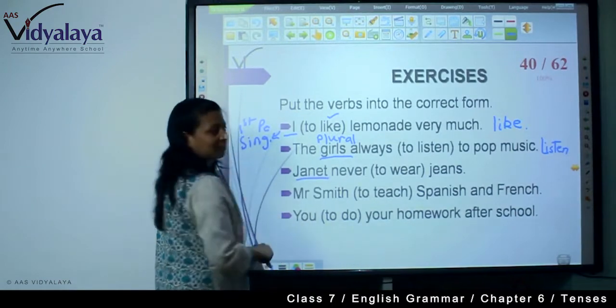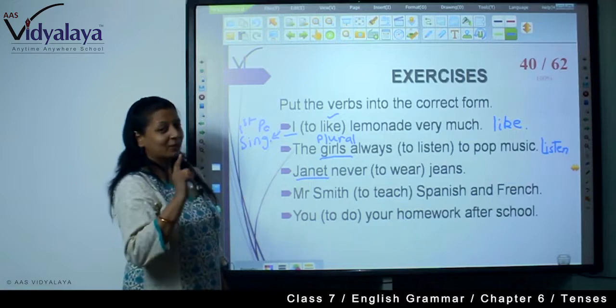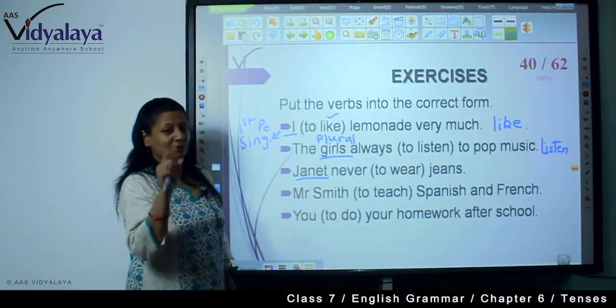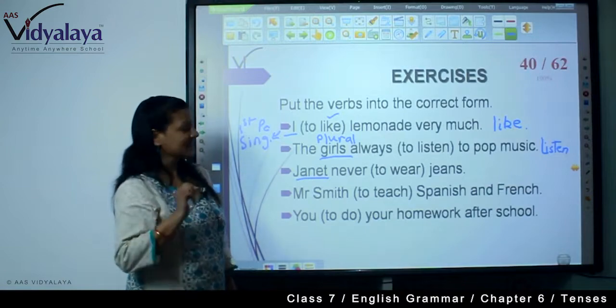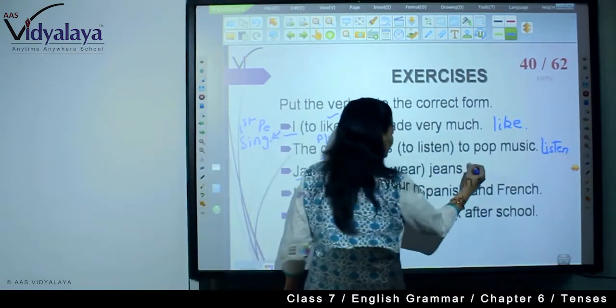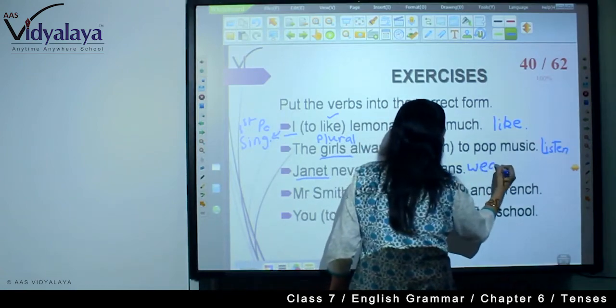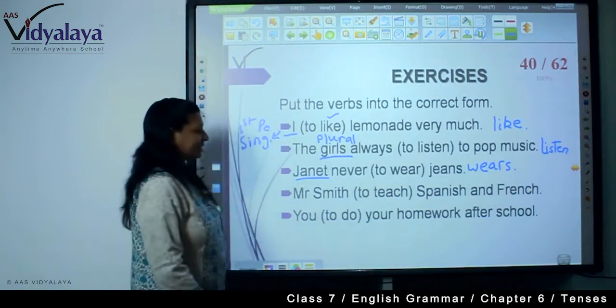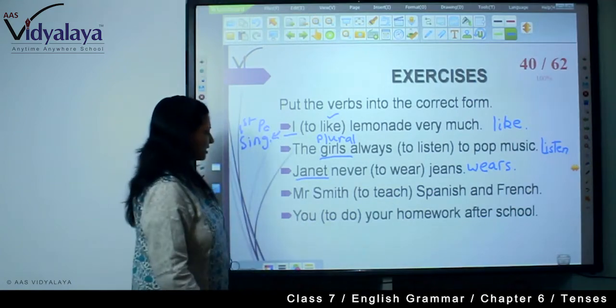Right? Janet never dash jeans. Now Janet is what? It's a name. With a name, what do we use? We use the root verb with s or es. So here it is wears. So Janet never wears jeans. Only s.